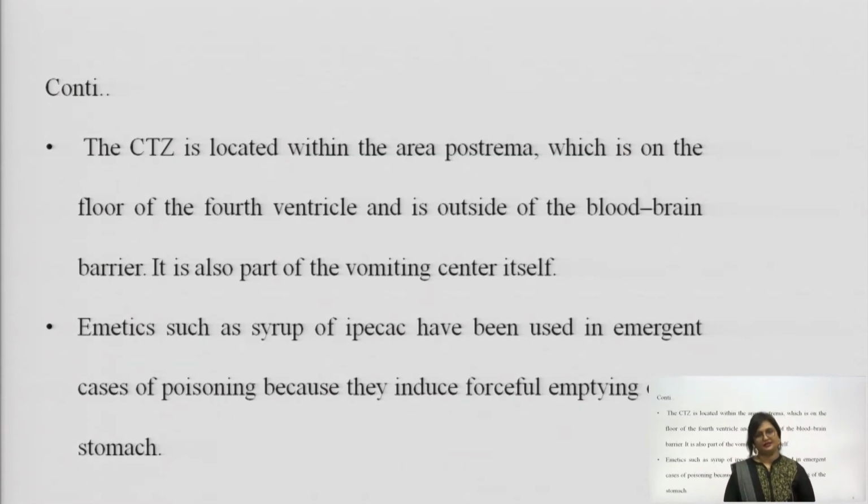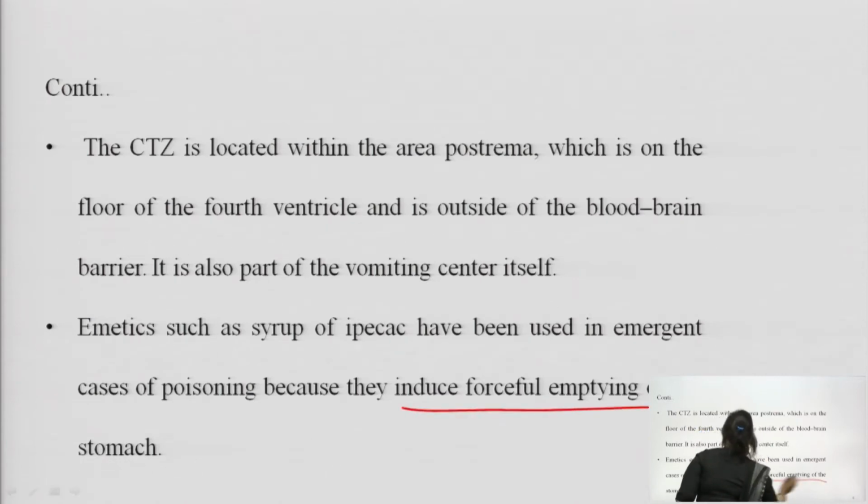This CTZ, or chemoreceptor trigger zone, is located within the area postrema, which is on the floor of the fourth ventricle and is outside of the blood-brain barrier. Emetics such as syrup of ipecac have been used in emergent cases of poisoning because they induce forceful emptying of the stomach.